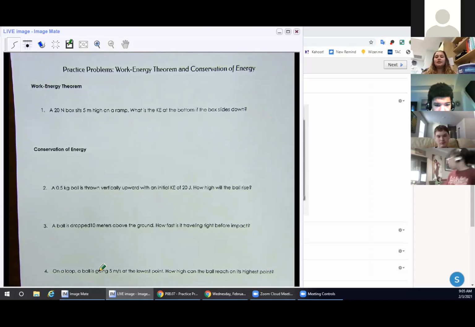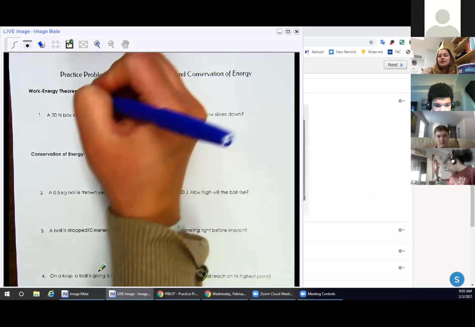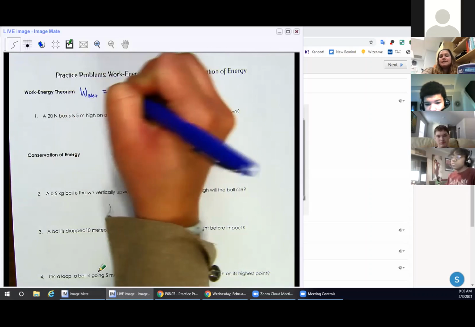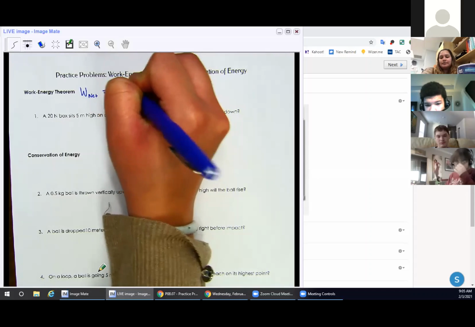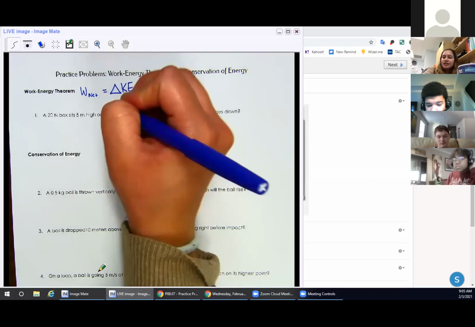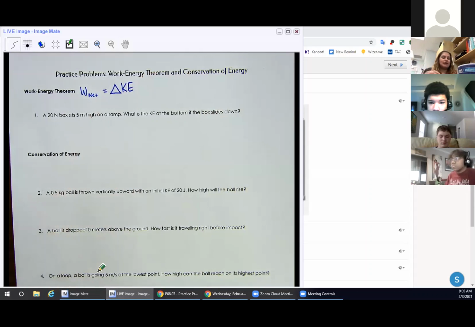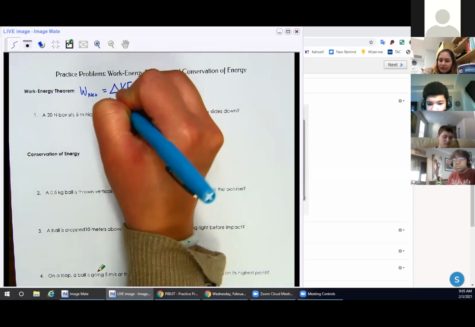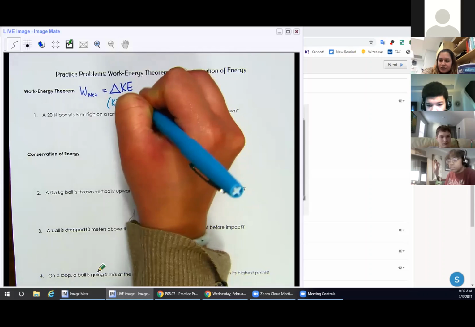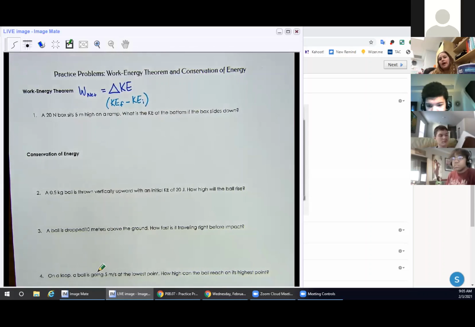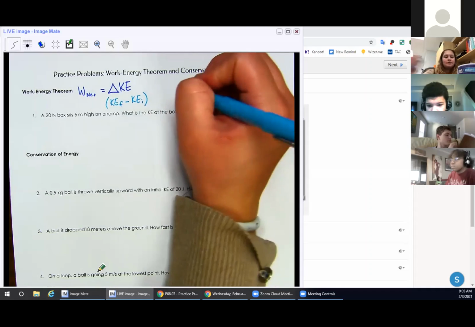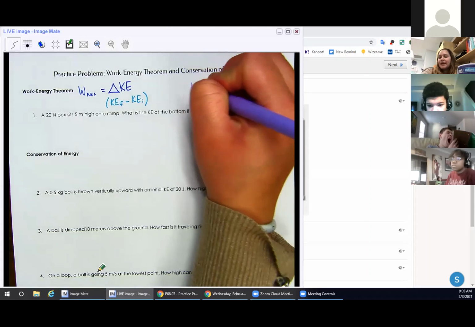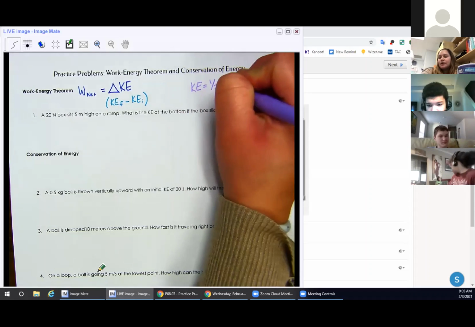So in case you forgot, the work energy theorem just states that the work, well, the net work, is equal to a change in kinetic energy. A change in kinetic energy is the same thing as saying KE final minus KE initial. And then we know the formulas for KE. Don't forget, you do know those. KE is just equal to 1/2 mv squared.